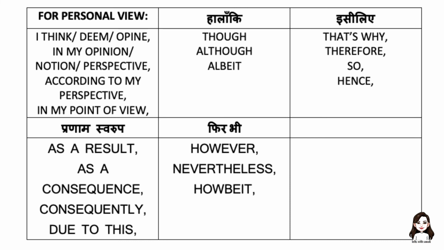If I am going to a particular result of anything, that means parinaam swaroop in Hindi, the same thing I need to write in English as a result, as a consequence, consequently, due to this. If I am saying phir bhi in Hindi, at that time I need to mention however, nevertheless, howbeit in English. So these are some of the connectors that can make your writing as well as your speaking really good.